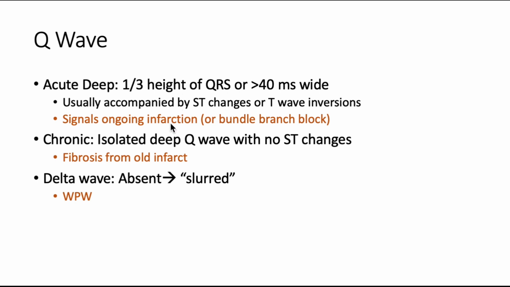Now, if it's accompanied by ST changes or T wave changes, then you're really going to think that it's a current acute problem. But if it's isolated, these changes in Q waves with no ST changes, then you're likely looking at an old infarct. Now, as we saw in one of those old EKGs, one of the 12 leads, we saw WPW, and you saw the shortened PR interval as well as that slurred upstroke. It looked kind of like the QRS had a slur instead of sharp lines. That's going to be a delta wave in WPW.